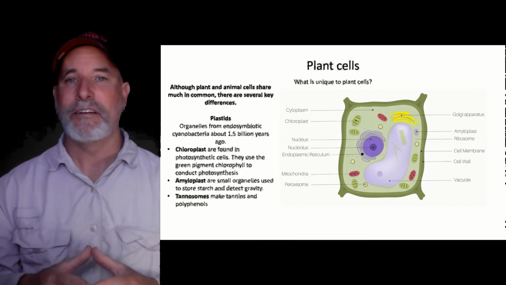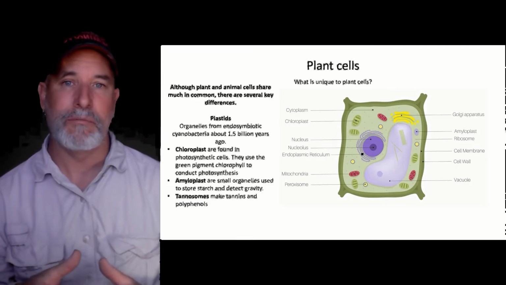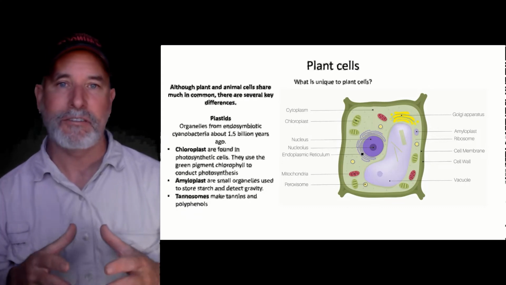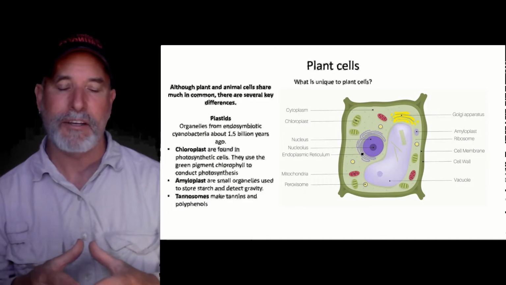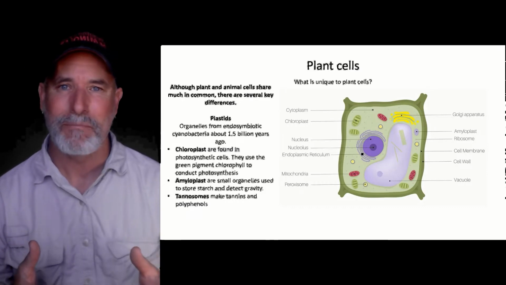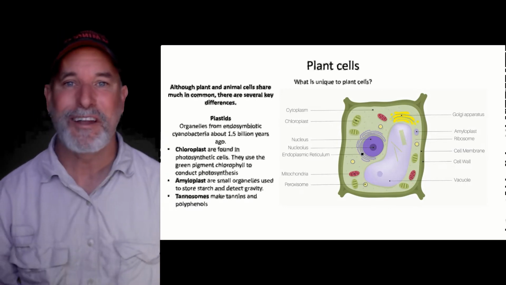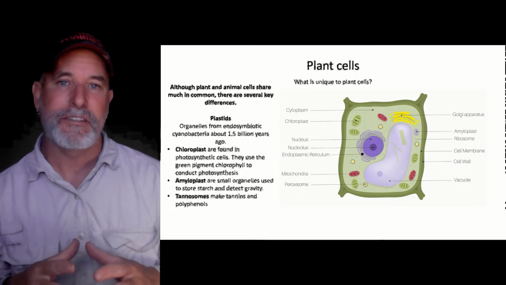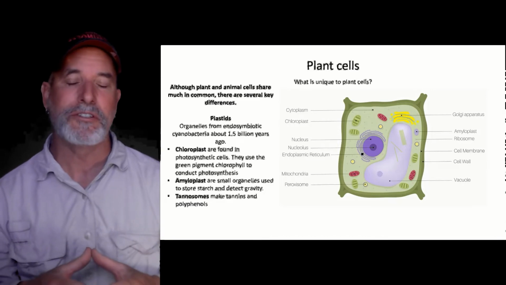That being said, there are differences between plant and animal cells. One of them is that they have what are called plastids. There are chloroplasts, amyloplasts, and tanoplasts. These other types of plastids like amyloplasts are small organelles that store starch and can actually detect gravity. I know, plants can detect gravity. That's why roots typically grow down and shoots grow up. They know which way is up or down. And they've also got tanoplasts that store tannins and polyphenols, which are chemicals produced by plants.